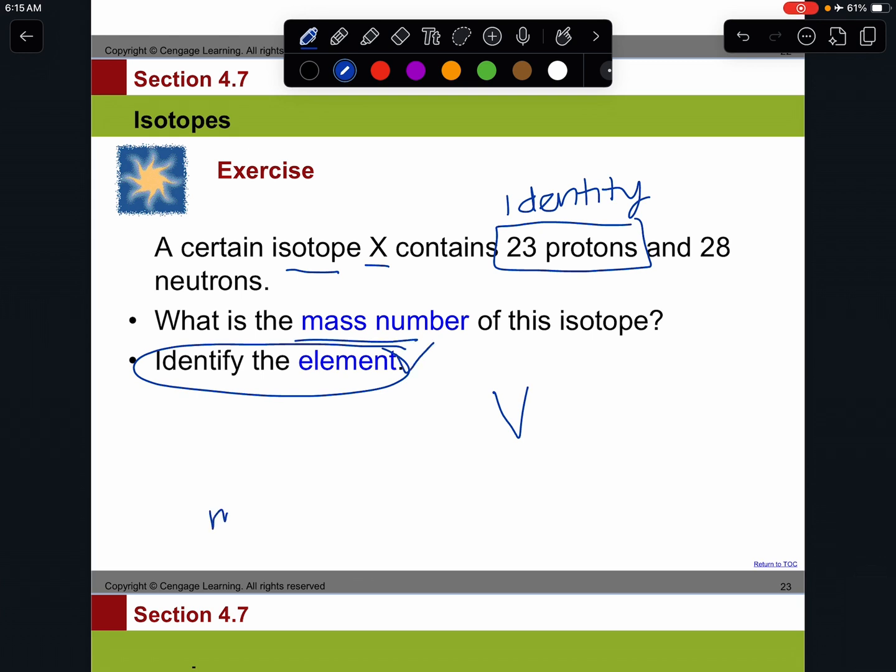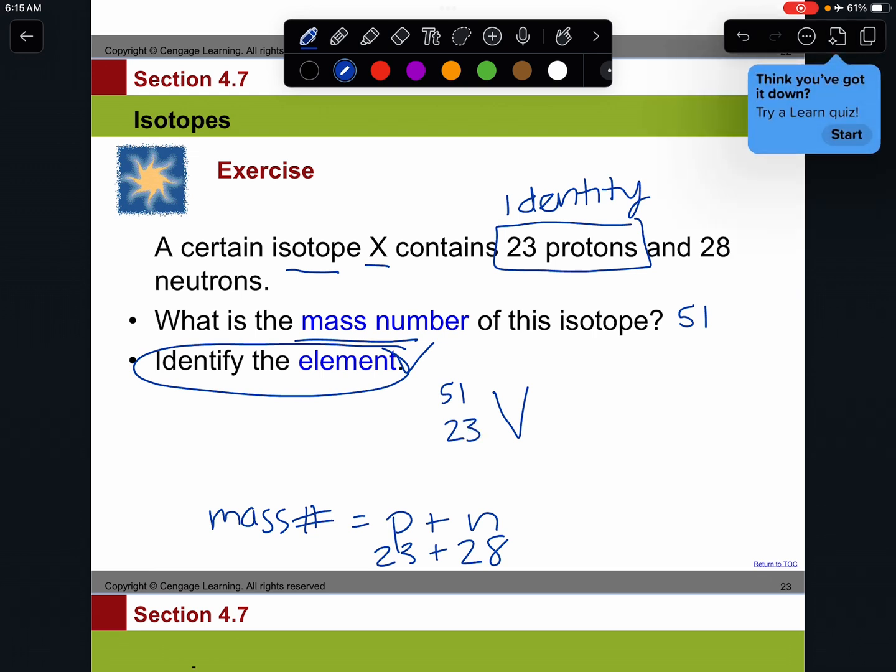And the mass number, remember, the mass number is protons plus neutrons. So we're just going to add 23 plus 28. When we do that, we get our mass number, and we're going to see that that is 51. So let's write our formula here so we know our mass number is 51. We put our mass on the top and we put our atomic number on the bottom. So we just wrote atomic notation for this isotope.